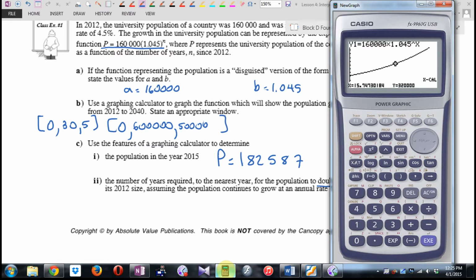After how many years? 15. Between year 15 and year 16. You know what? Since it says the number of years required to the nearest year, it's going to take 16 years. See how we got that okay?